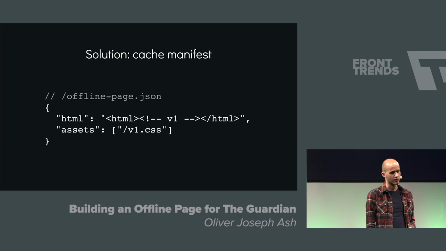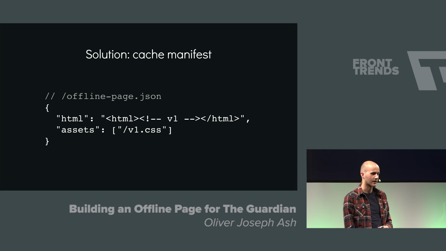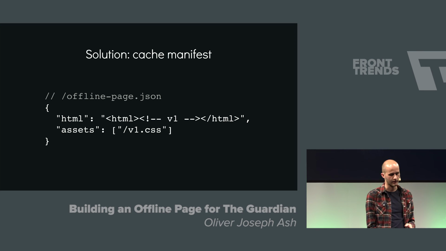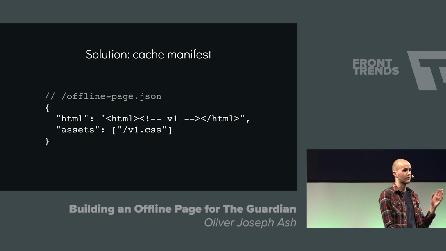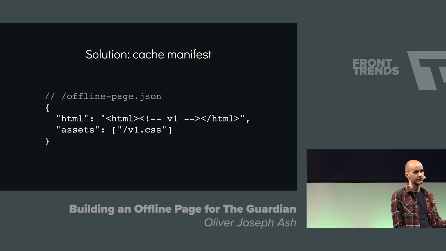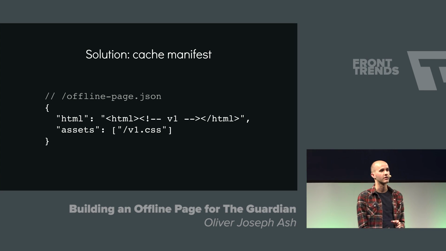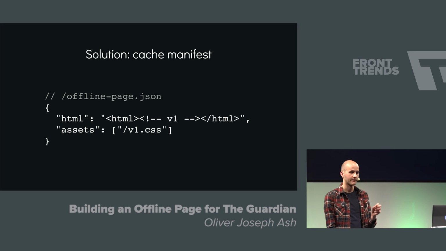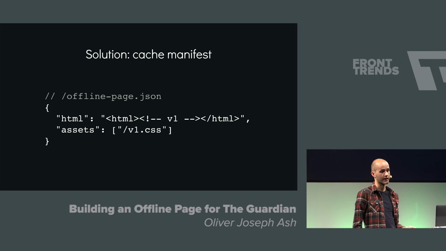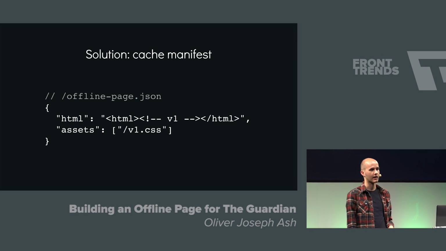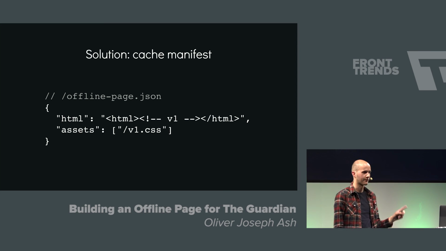The way we solved it was using something like a cache manifest. As you saw earlier, in the install event, rather than saying cache the offline page and some HTML and some CSS, we say go to offlinepage.json, and offlinepage.json will tell you what HTML you need and what assets you need. So you can guarantee that there won't be any interleaving of versions in the CDN cache. Alternatively, you could actually version the offline page HTML, but we couldn't do that for tooling reasons.